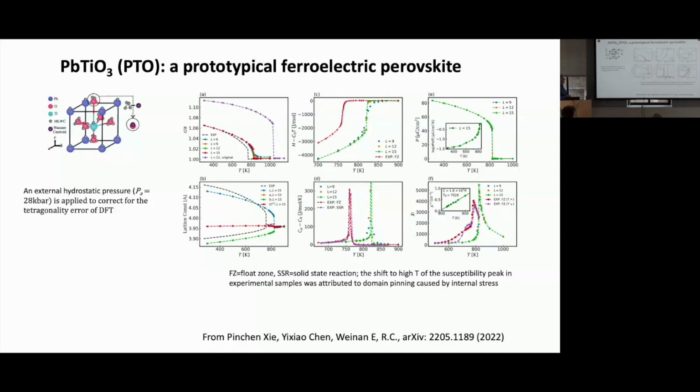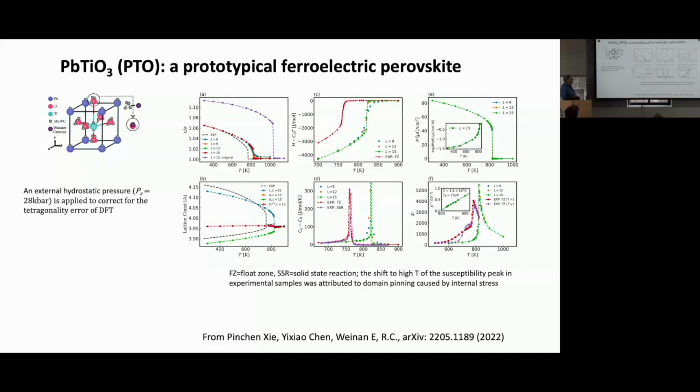So in fact, we apply an external hydrostatic pressure of 28 kilobar, and we fix the value of 28 kilobar by fixing the C over A ratio at 300 Kelvin to the value that is observed in experiment. With this empirical fix, the phase transition occurred much closer to experiment, and then we can study a number of properties.